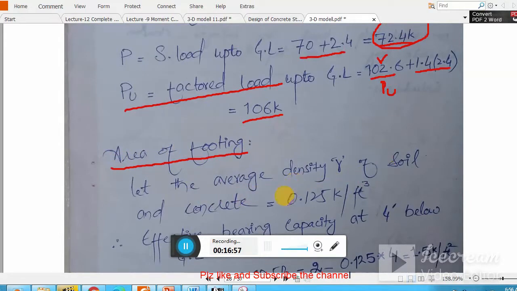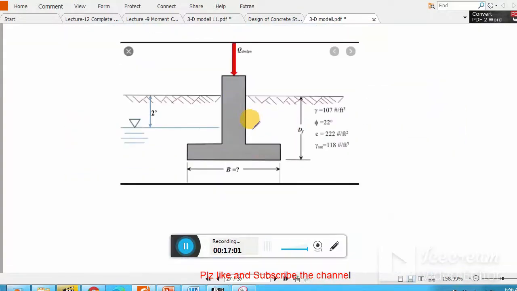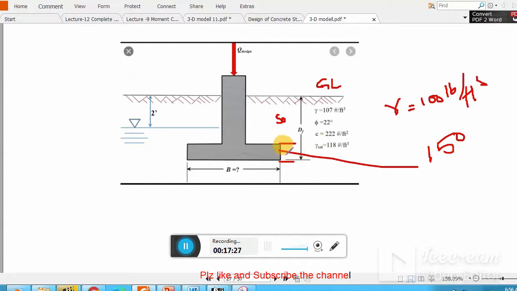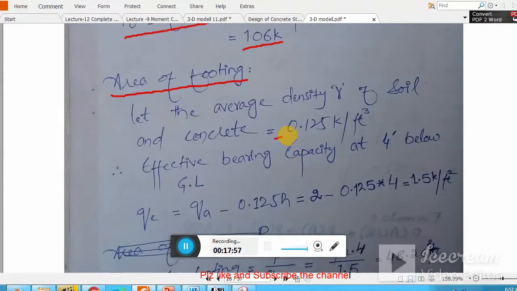Let the average density of soil be used, because you see here in this picture, this is my ground level, and there is concrete and there is soil. Soil density is 107 or 110 or sometimes 100 pounds per cubic feet, and the concrete density is 150, clear? At the initial moment we don't know what the depth of this footing will be. It may be 2 feet, 3 feet, or 1 foot, so we can't say. Therefore we use the average density, 150 plus 100 divided by 2. We got an average density of 125 pounds per cubic feet. Clear? So this is the reason why we use this average density.